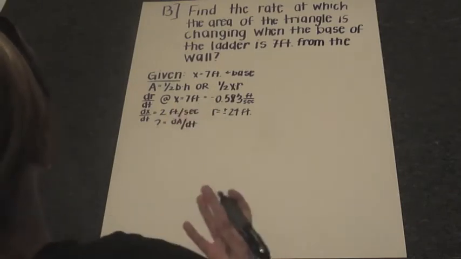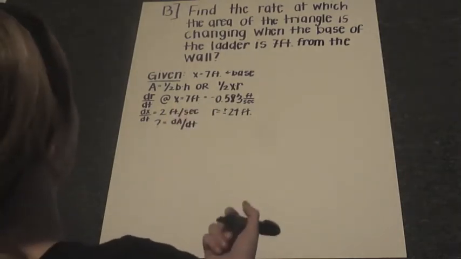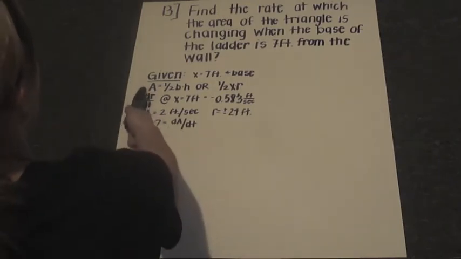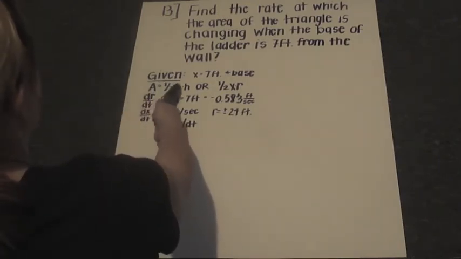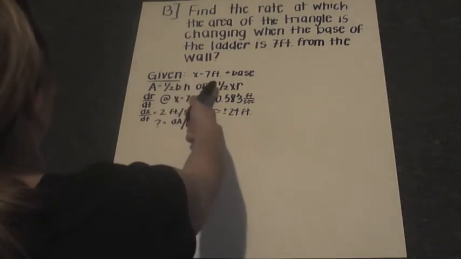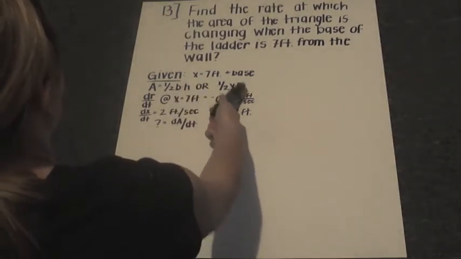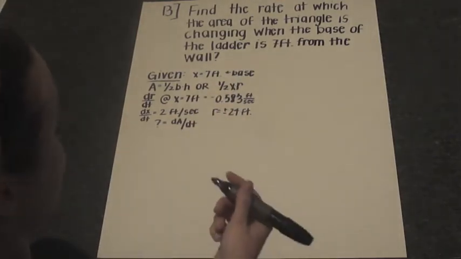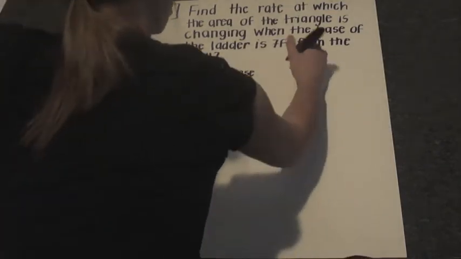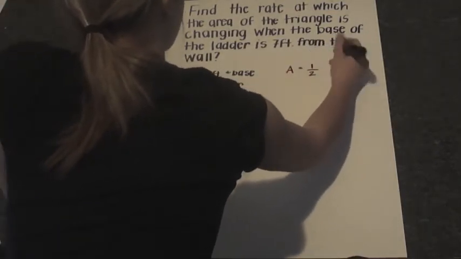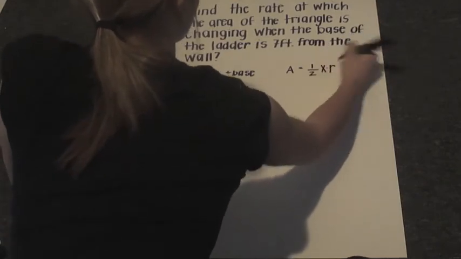So now since we're trying to find the rate at which the area of the triangle is changing, we know that we're going to use the area formula. And the area formula is A equals 1/2 base times height. Or if we use the variables from our problem, we're going to do half times x times r. So we're going to want to take the derivative with respect to time again. So we know that A is equal to 1/2 x times r.